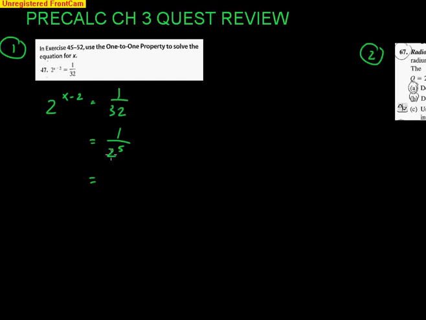And then to bring something from the bottom, or the denominator, to the numerator, you make the exponent negative. There we go. And here is the same base on both sides. The one-to-one property says if I have the same bases, they go away. x minus 2 equals negative 5. Add 2. x equals negative 3.